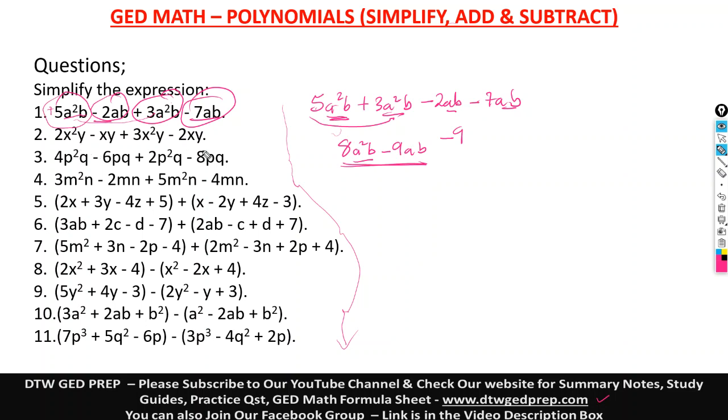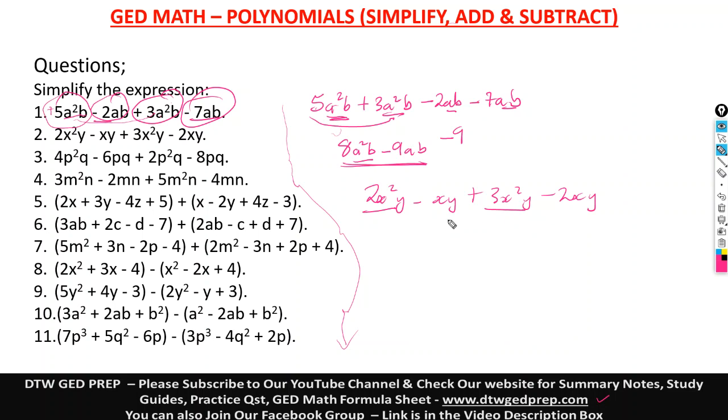Now, let's go to question 2. Question 2 says 2x squared y minus xy plus 3x squared y minus 2xy. You can see this, they are looking the same.